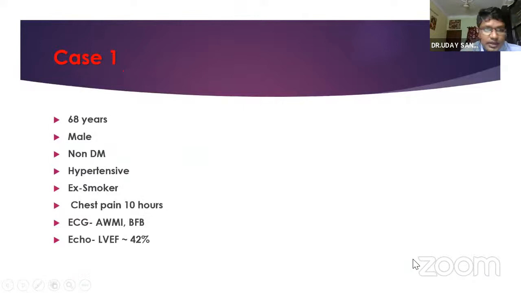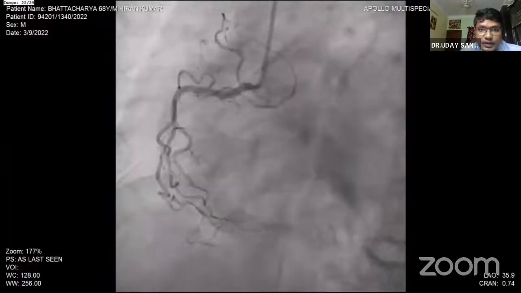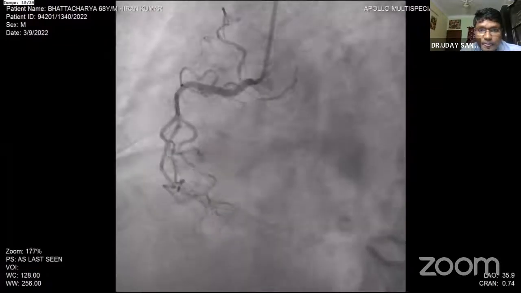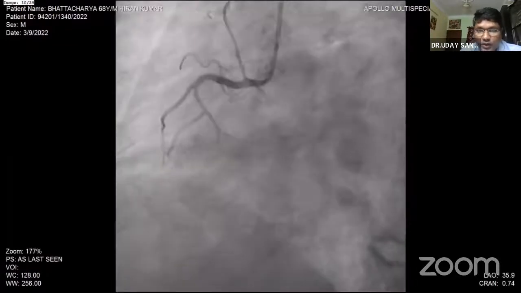First case, a 68-year-old male, non-diabetic, non-hypertensive. He was a smoker, had chest pain for 10 hours. ECG showed anterior AMI. ST elevation was in V2 to V6, along with ST elevation in leads 2, 3, aVF. Underlying, he had a bifascicular block, and echo showed wall motion abnormality with ejection fraction around 42%. The right shoot shows RCA was non-dominant, normal.